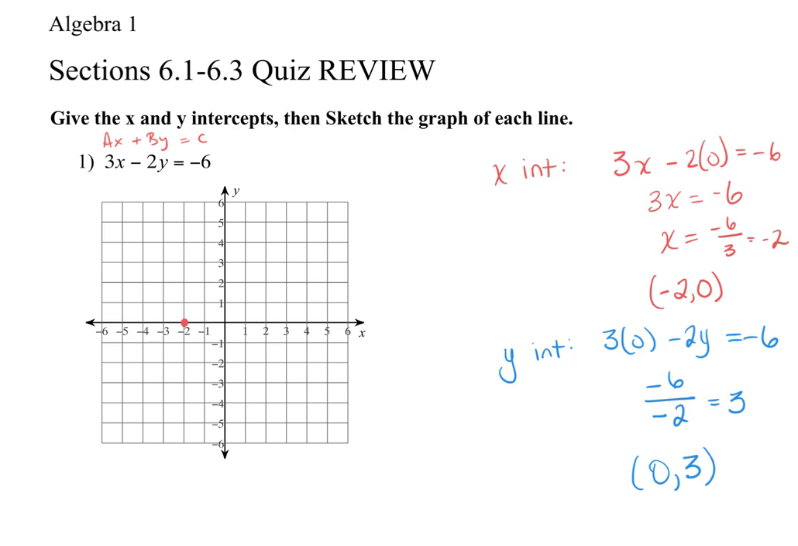And so if I plot that, I'm going to go to my Y-axis to the +3 on the Y-axis and plot that point. Once you have 2 points, you have your line. So to graph this, you're just going to connect those 2 points. So this is a 3-part question. I'm asking for your X-intercept, your Y-intercept, and I want it graphed based on those 2 points.